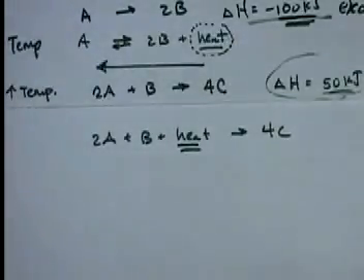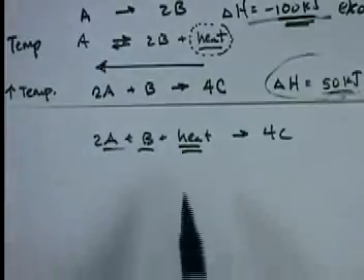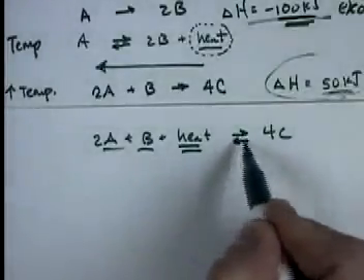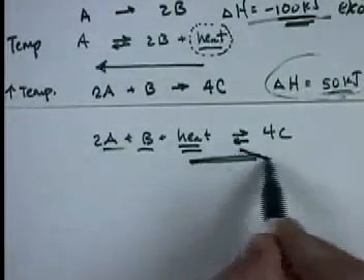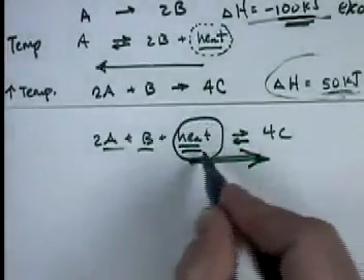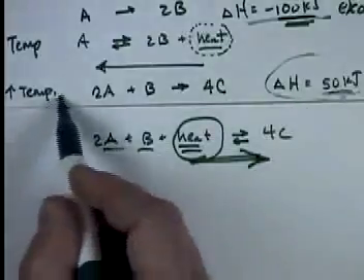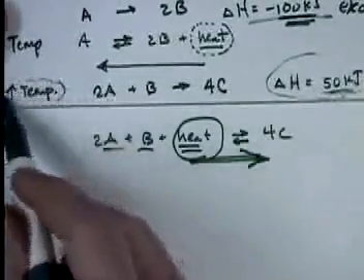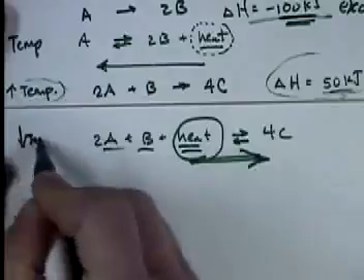And just like if I increase the concentration of A or B, I'm going to shift the reaction to the opposite side. So therefore, the reaction should shift to the right. It should shift to the right because I'm increasing the amount of this by saying I'm increasing the temperature of my reaction. How about if I decrease the temperature of this?